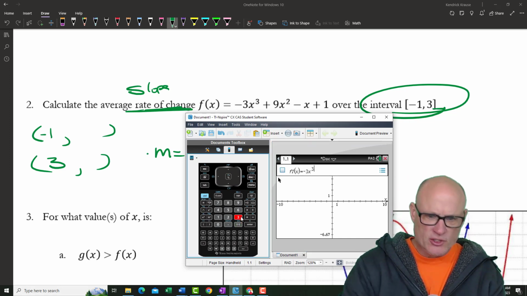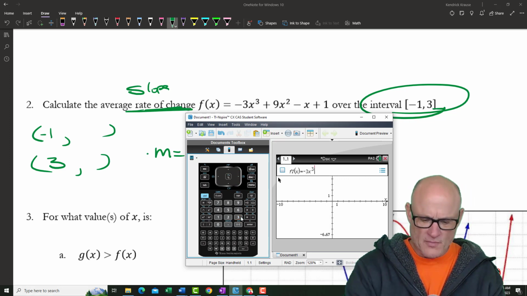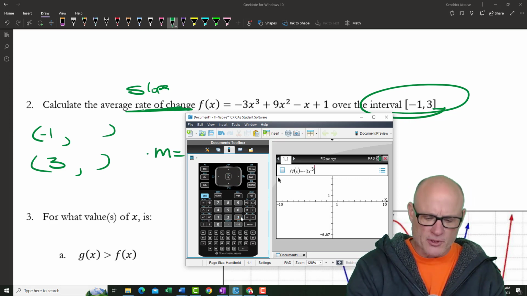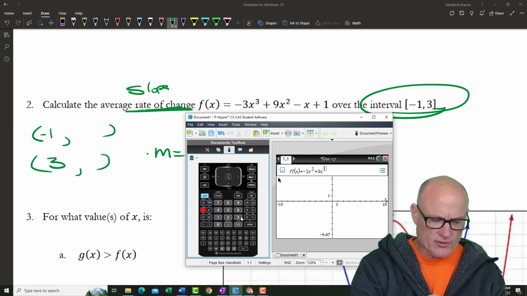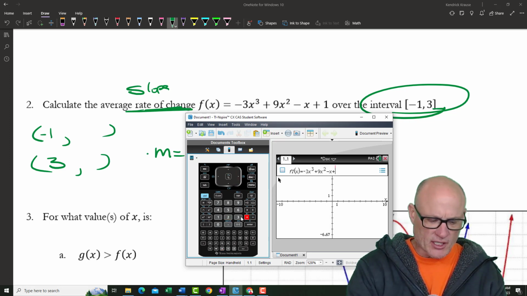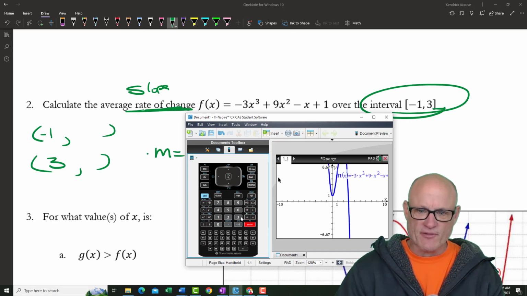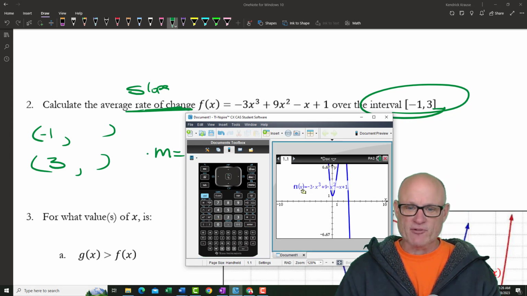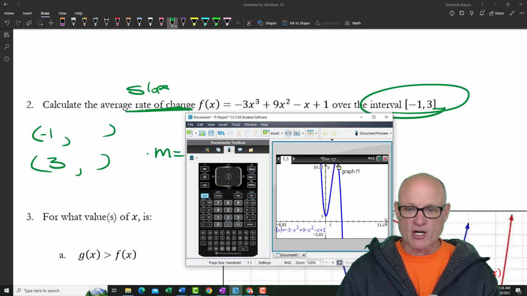-3x cubed plus 9x squared minus x plus 1. And I'll just graph that thing. I'm asking for the average rate of change from -1 to 3, so from right here to up here somewhere. But I can't tell that way.